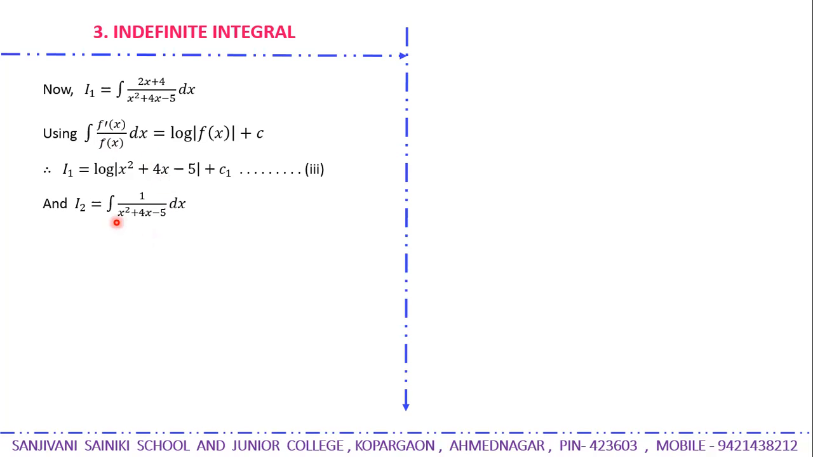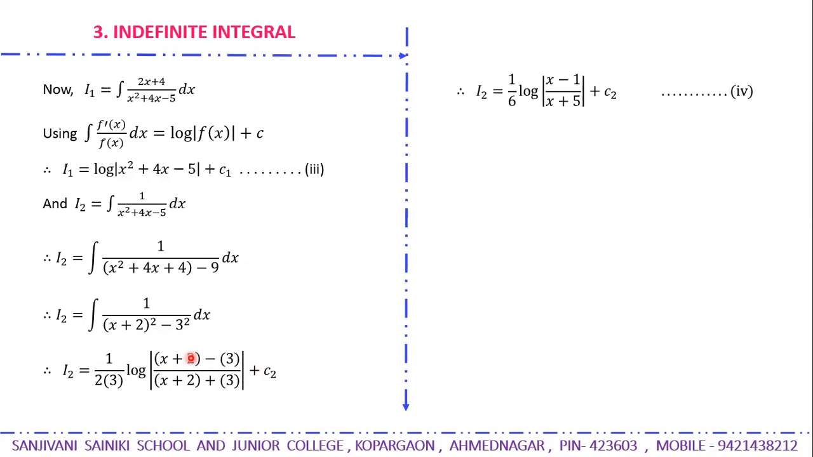And the second integral, we have to complete the square. So plus 4 minus 4, minus 4 minus 5 is minus 9. It is 3 square. So 1 upon x² minus a² is 1 upon 2a log of (x minus a) upon (x plus a). Use the formula, you will get the integration 1 upon 6 log of (x minus 1) upon (x plus 5) plus c2. Use these two integrals in that equation.